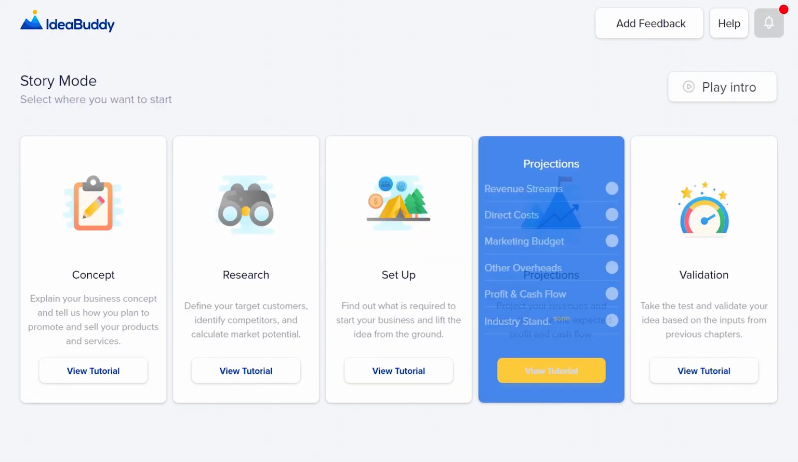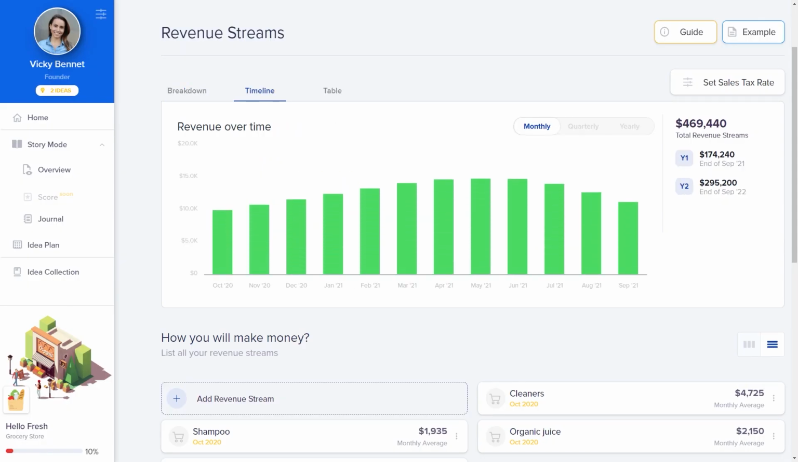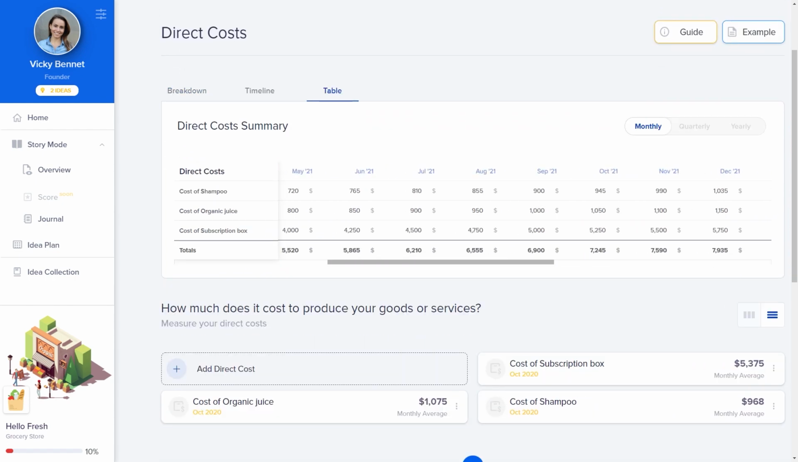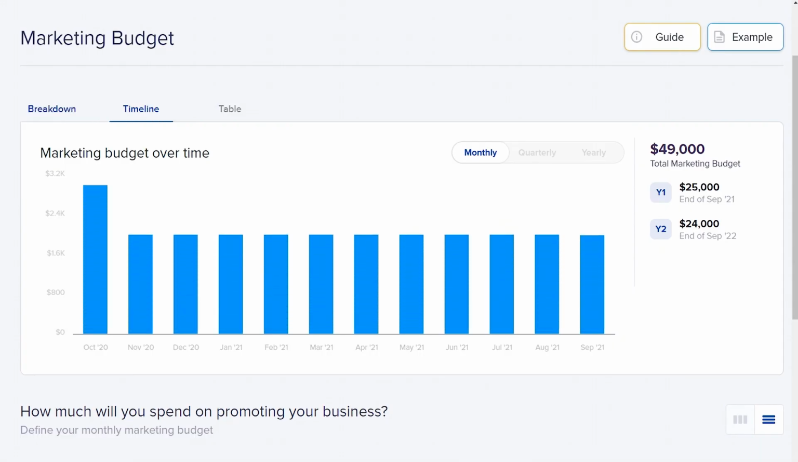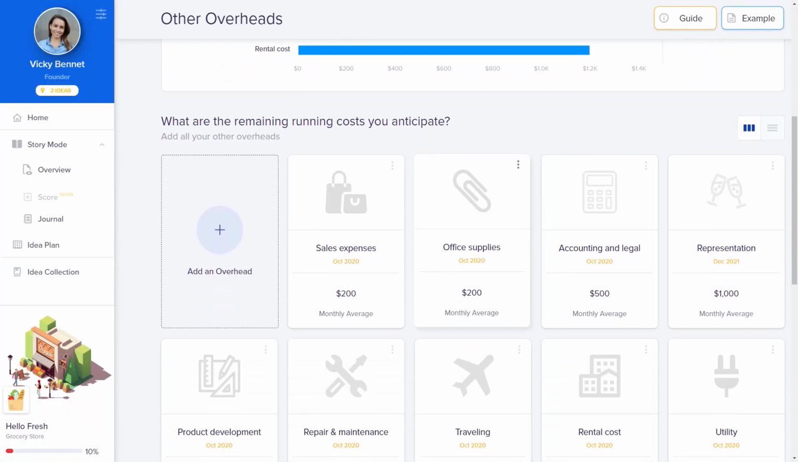The 4th chapter is where you'll project your performance and calculate your profit margin and cash flow. First, you need to define all of your revenue streams. Then, to find out what are your direct costs, how big your marketing budget will be, and how much you'll spend on other overheads.